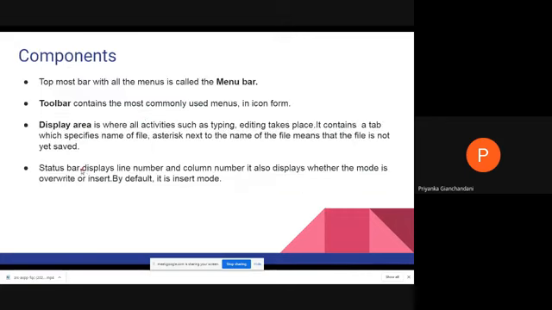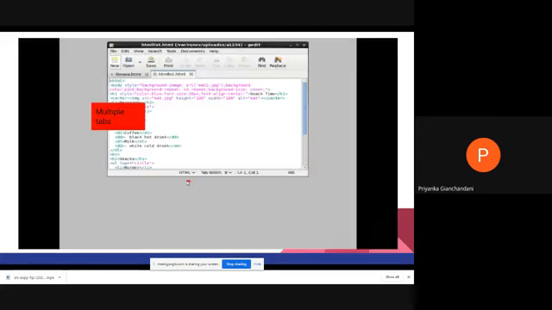Then there's a status bar which displays the line number and the column number, and it even displays the mode in which we are. There are two modes, overwrite and insert. By default, we are in the insert mode. So this is the multiple tab concept, which was one of the features of the Gedit text editor. If you see, this is the first tab and this is the second tab. So if I open another file, namely page1.html, that will also get displayed in this particular section.